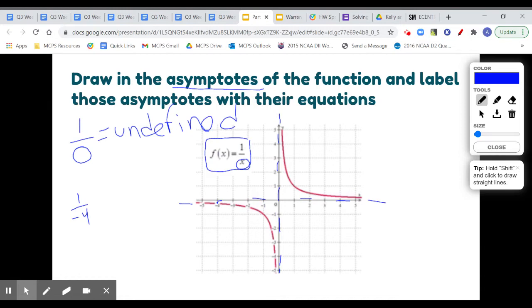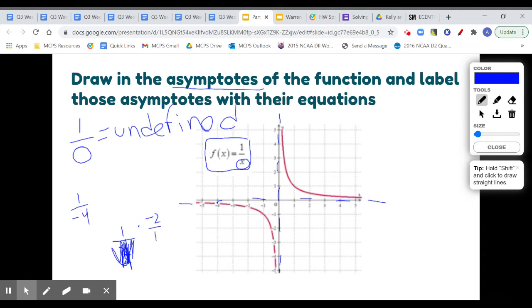But what if I plugged in -1/2 or -1/4? When you divide by a fraction, dividing by a fraction is the same as multiplying by the reciprocal of that fraction. So I'm going to rewrite that as 1 times -2 over 1, and you'll see how that comes out to -2. So when I'm at an x value of -1/2, my y value is down here at -2.